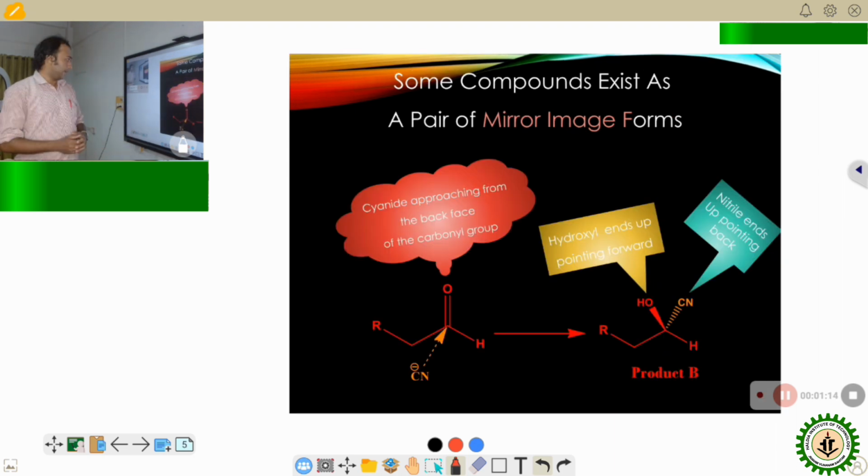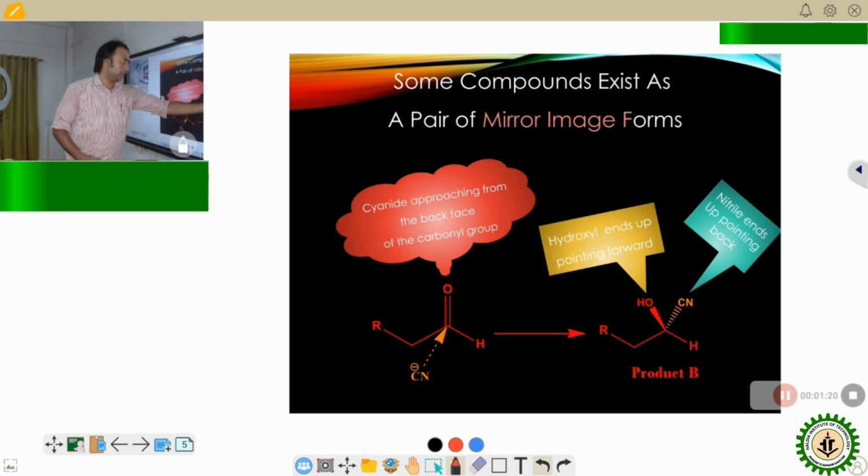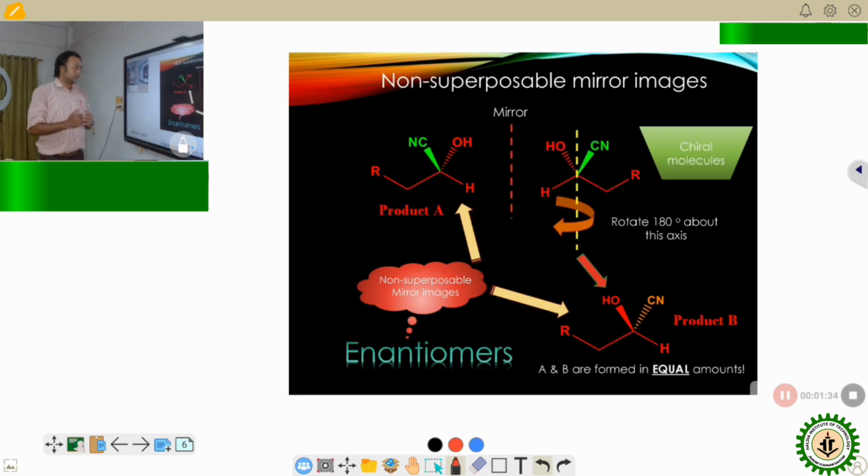Now in the next case, cyanide attacks from the back. In this case we see that the nitrile group ends up on the back face, that is the face behind the paper, and the hydroxyl group is over the plane of the paper. So these are the two cases where the two faces are attacked. Now we'll see the products.